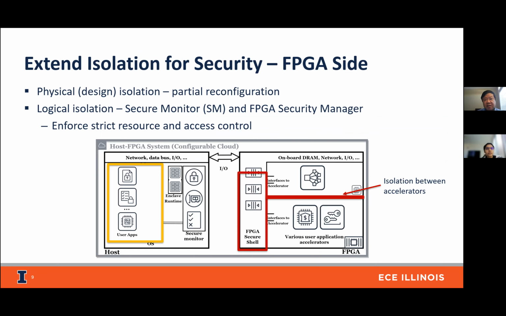Let's look at the strategy for secure FPGA. The first strategy is to extend isolation for security. This works with FPGAs naturally, because FPGAs support partial reconfiguration. We just talked about accelerators that may step on each other's toes, so we need to make sure each accelerator is separated from the others. This isolation will control the I/O access, the memory region, and the data transfer, so each computation accelerator has its own. On the left side, we have the secure monitor to control the software side, and on the right side, we create the FPGA secure shell, the corresponding counterpart that works with the software side to make the whole system secure.